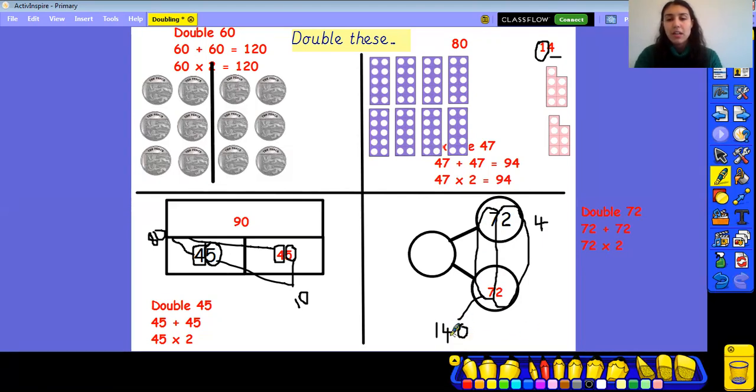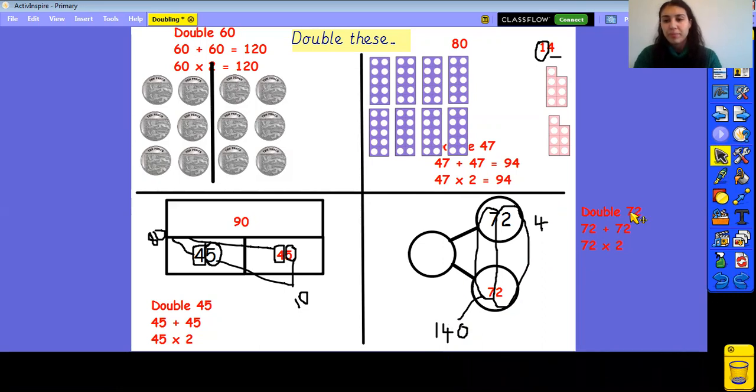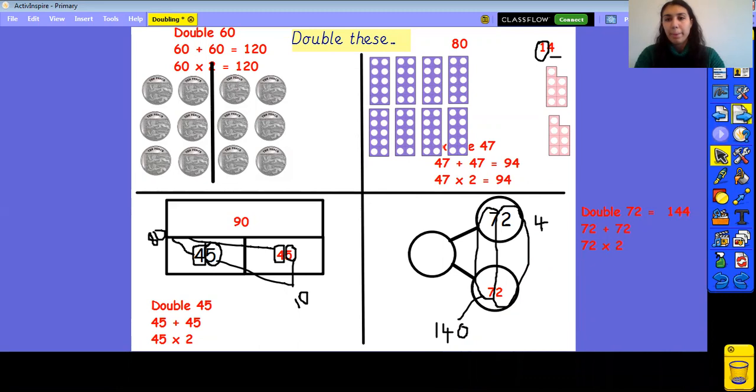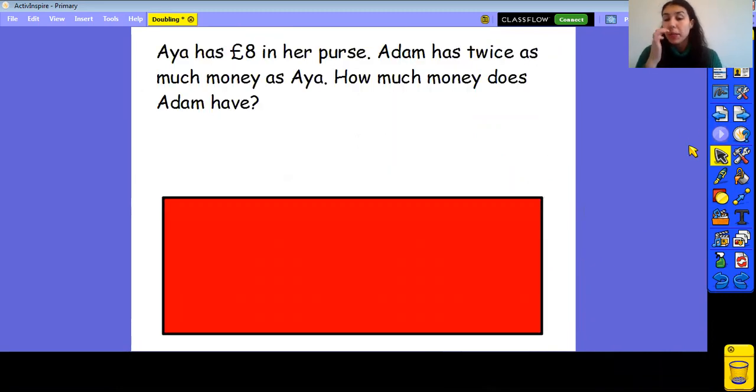So now all I need to do is add my 140 to my 4 1s. And I know that it's 144. So then double 72 is the same as 144. There you go. Okay, the last thing we're going to go through before I introduce your independent work is a word problem.